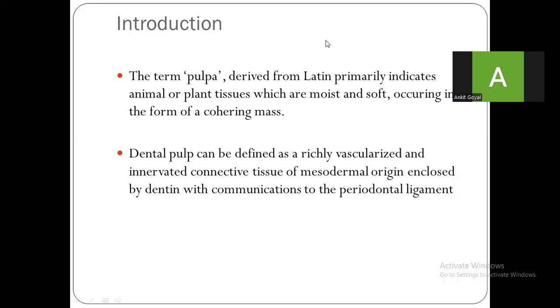The term pulpa, derived from Latin, primarily indicates an animal or plant tissue which is moist and soft, occurring in the form of a cohering mass. Dental pulp can be defined as a richly vascularized and innervated connective tissue of mesodermal origin, enclosed by dentin with communication to the periodontal ligament.